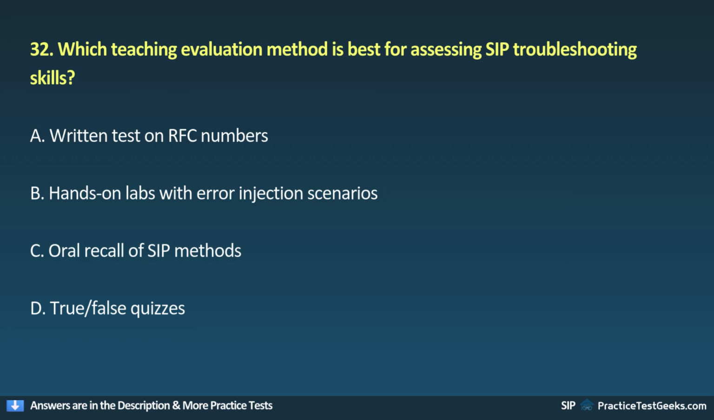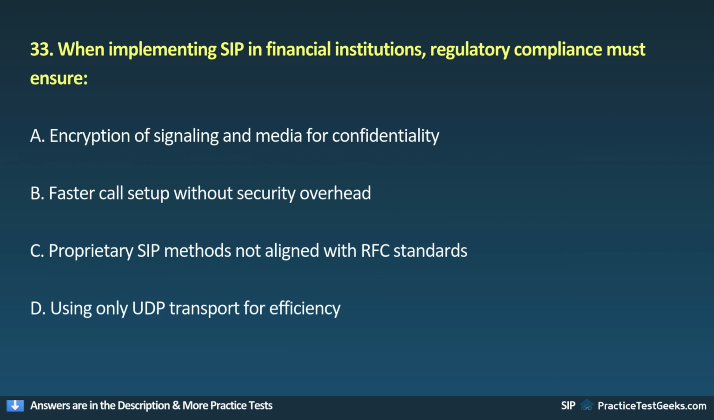32. Which teaching evaluation method is best for assessing SIP troubleshooting skills? A. Written test on RFC numbers. B. Hands-on labs with error injection scenarios. C. Oral recall of SIP methods. D. True-false quizzes. 33. When implementing SIP in financial institutions, regulatory compliance must ensure: A.